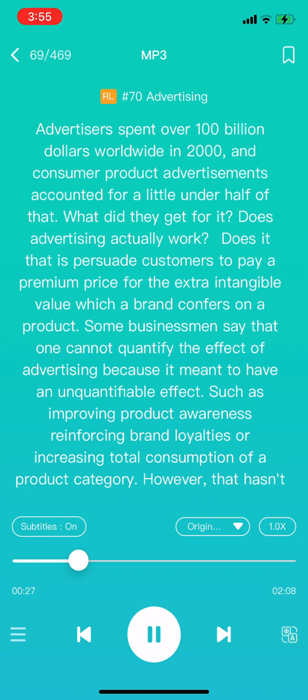Some businessmen say that one cannot quantify the effect of advertising because it's meant to have an unquantifiable effect, such as improving product awareness, reinforcing brand loyalties, or increasing total consumption of a product category. However, that hasn't stopped advertising executives from trying for many years to prove to clients that advertisements have a very quantifiable effect indeed on sales.